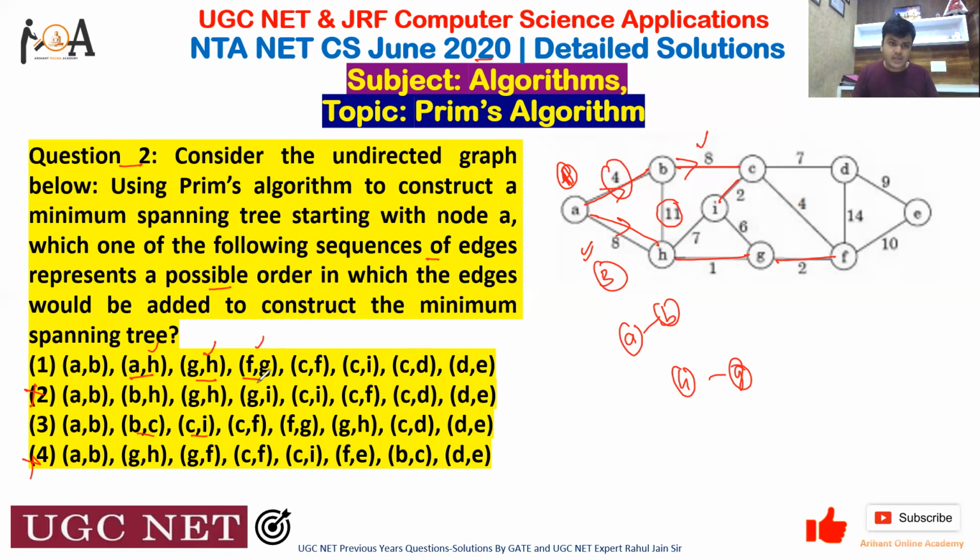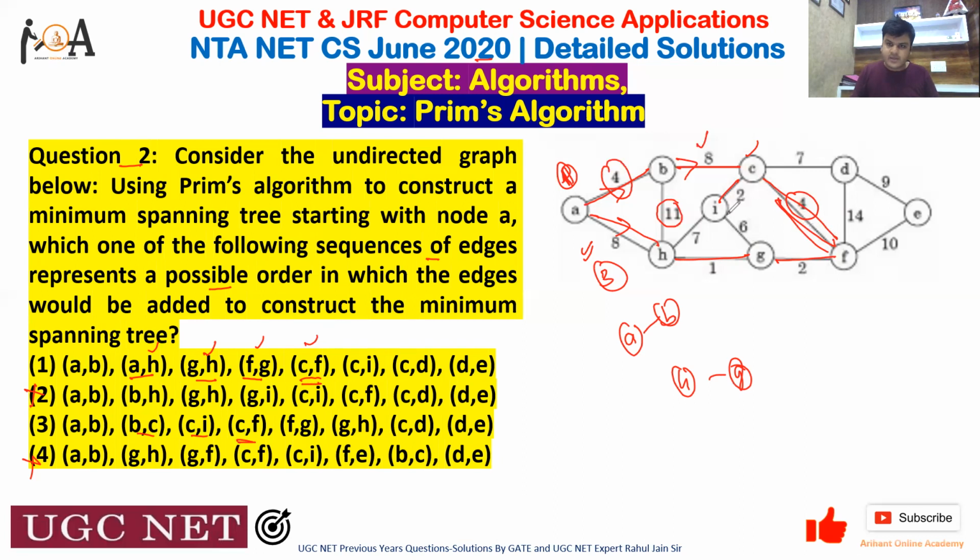In option 1, after GH, they are choosing FG. And in option 3, after CI, they are choosing CF. From this I we have 7, 6, 7, 4, so 4 is the lesser weight, and CF is correct. Till now, options 1 and 3 both are correct. Now let's again come to option 1. After FG, we are connecting CF. It is again correct, because on this F, 4 is the lesser weight, so we have to connect this C with the F. It is correct till now.